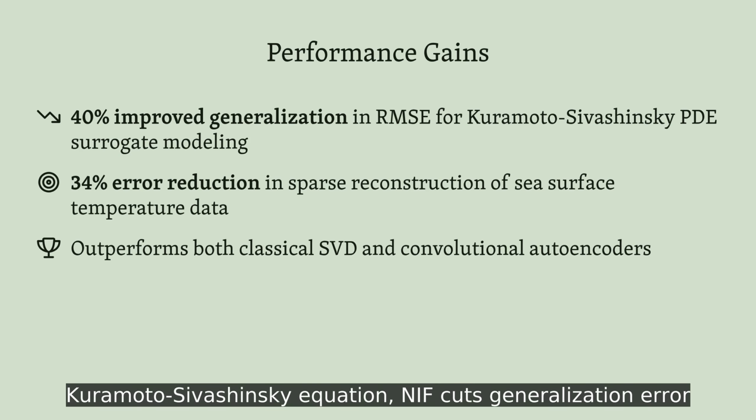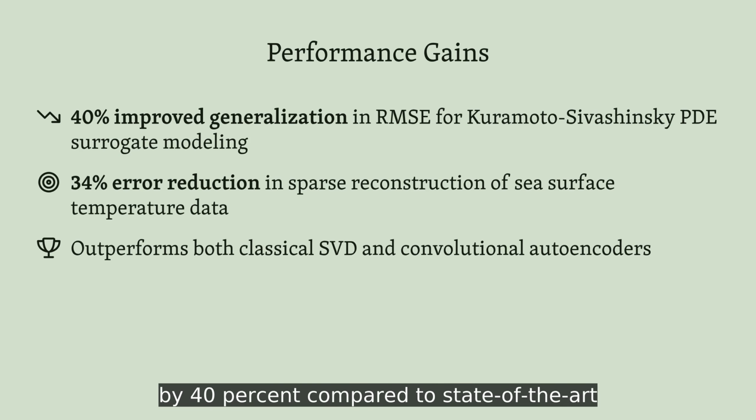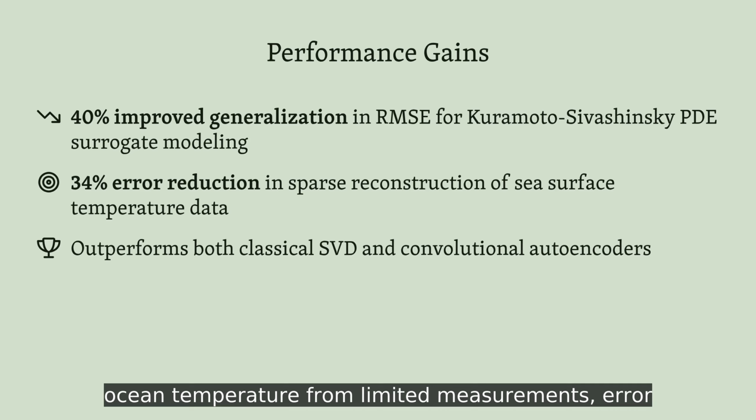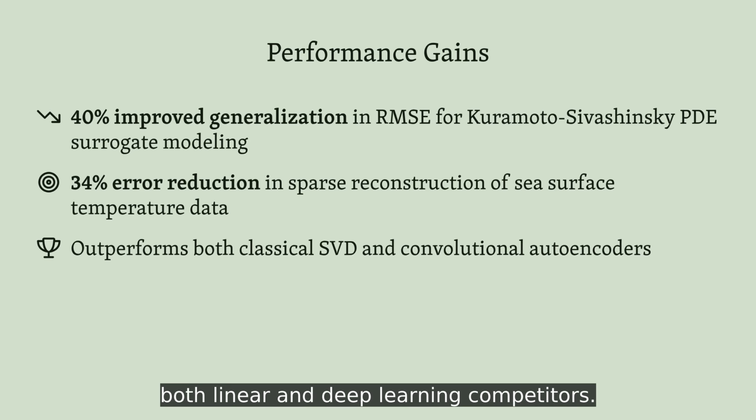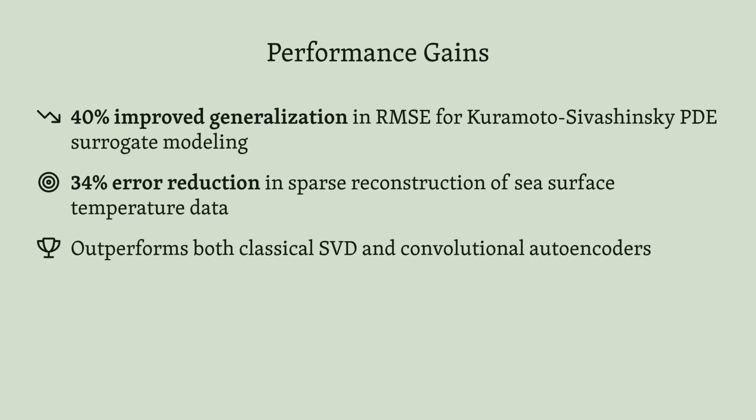On the Kuramoto-Sivashinsky equation, NIF cuts generalization error by 40% compared to state-of-the-art baselines. For sparse sensing tasks reconstructing ocean temperature from limited measurements, error drops by 34%. It beats both linear and deep learning competitors.